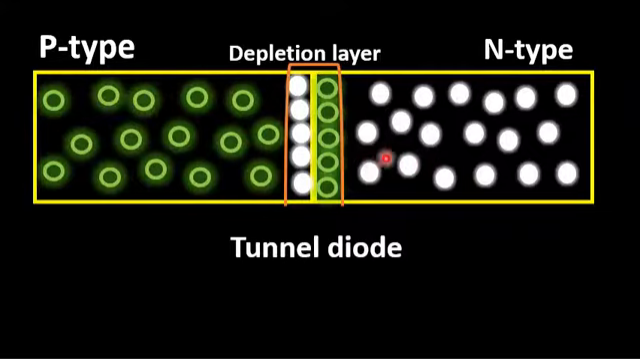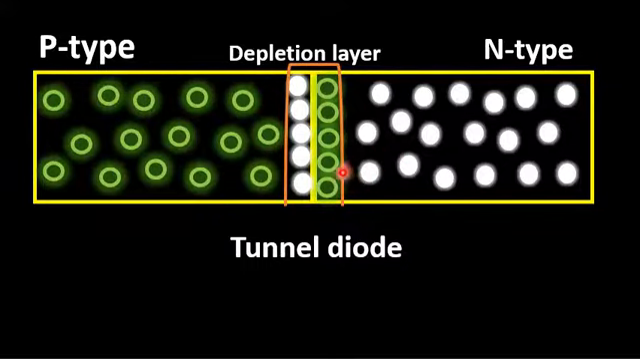So most of the carriers are not used in the initial recombination that forms the depletion layer. So the depletion layer here is very thin compared to the normal diode. The function of the tunnel diode depends on the tunneling effect. In the normal diode, the width of the depletion layer is very large, so it opposes the flow of current between the n-type and the p-type semiconductors.